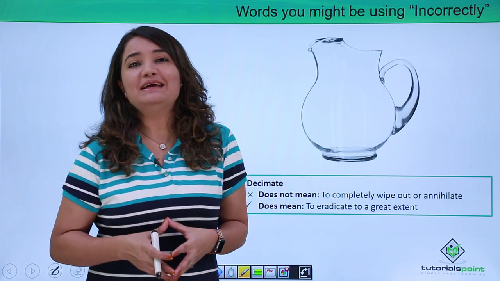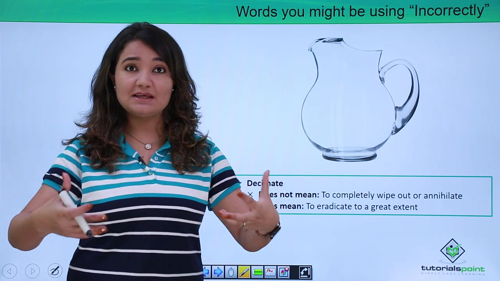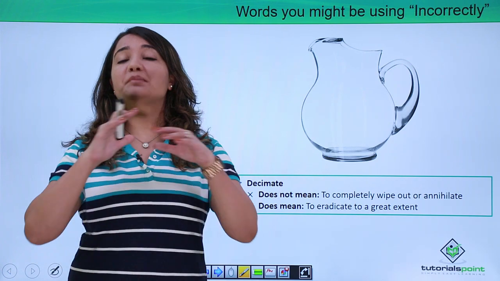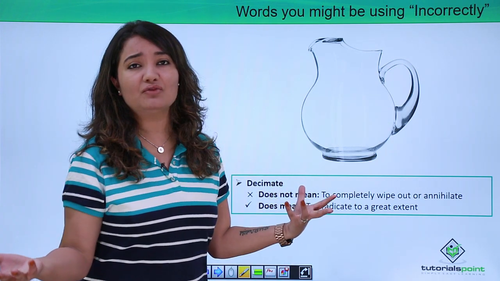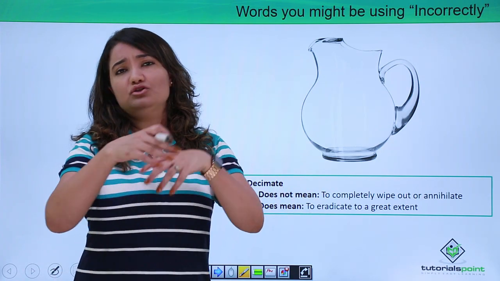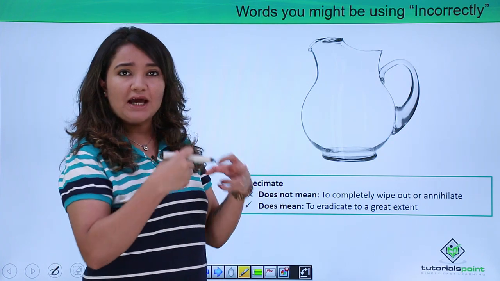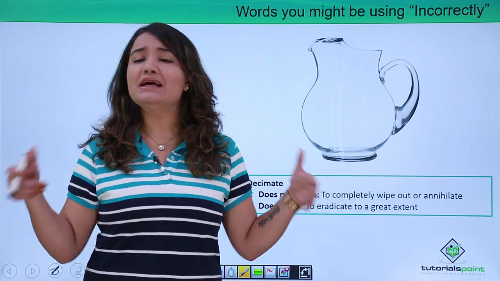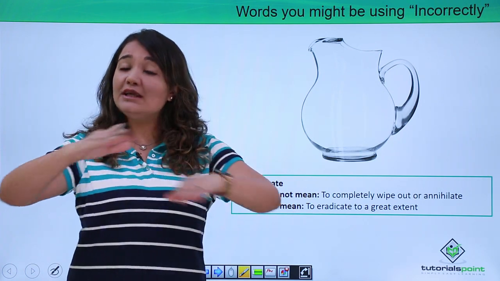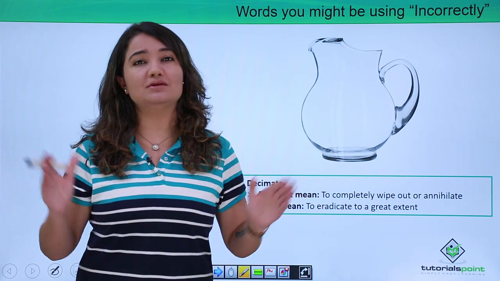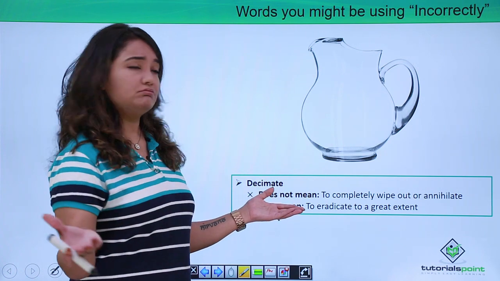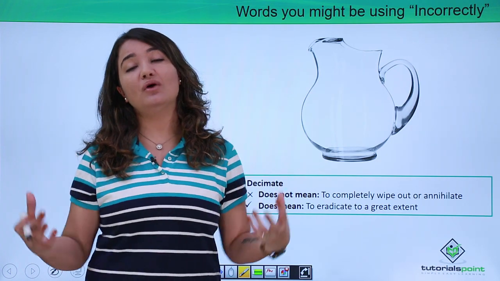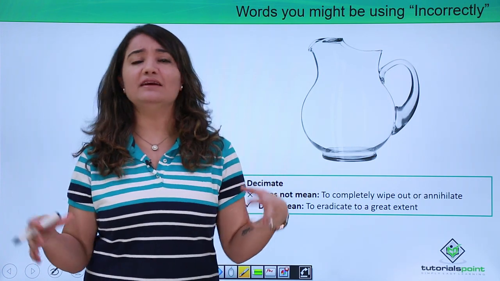Decimate. What is decimate? Again, it is assumed to mean to eradicate something fully and completely. Well, not really. Decimate doesn't mean to eradicate something completely. Decimate actually means to erase, wipe off or eradicate something to a great extent, but not completely. So you might want to use it carefully next time, because unless you are sure that something has been eradicated fully and completely, you might not want to use this word. So now that you're aware, just use it carefully. It only means to eradicate something to a great extent, but not completely.